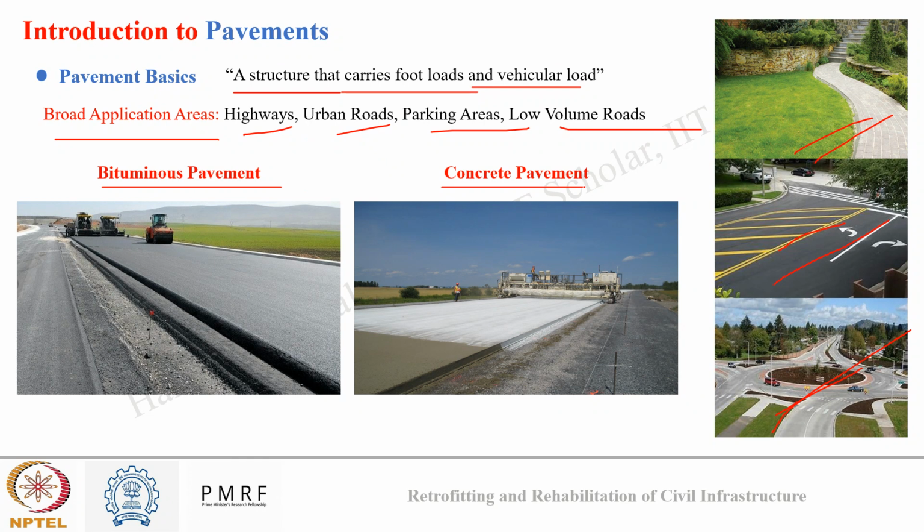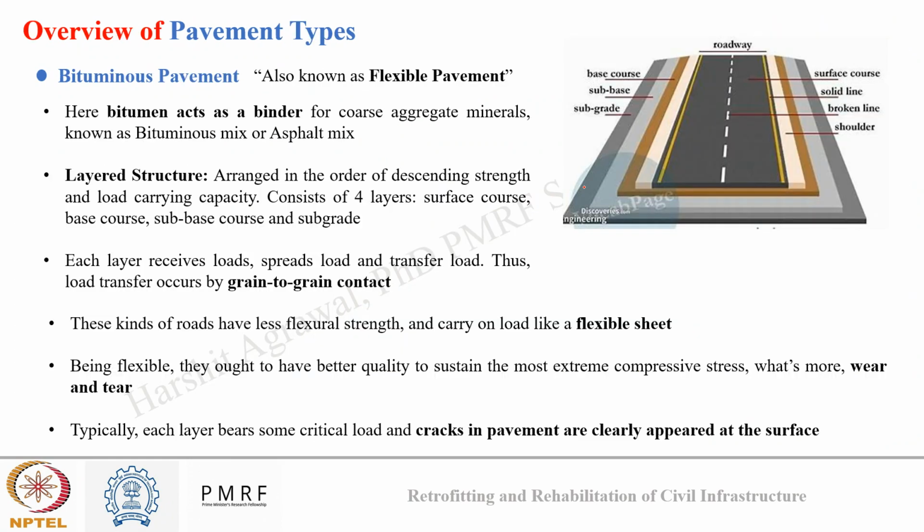What do both of these pavements mean? How are they damaged? Then we'll see the repair part so that we can get better clarity of repair actions. So first is the bituminous pavement. These are also known as flexible pavement. Here, bitumen acts as a binder for coarse aggregate, and thus it is known as a bituminous mix or an asphalt mix.